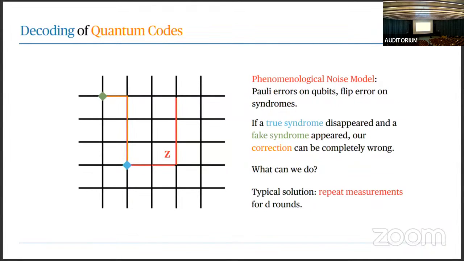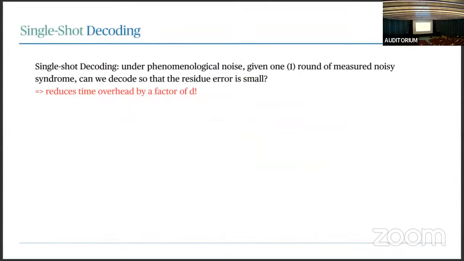And in this case of the toric code, when you repeat this for D rounds, the decoding procedure you would apply is called space-time decoding. It's really a matching in 3D instead of 2D, where 2 dimensions are space and 1 dimension is time. This is discussed in the very early paper on surface codes. But the question that we want to discuss today is, is there an alternative?